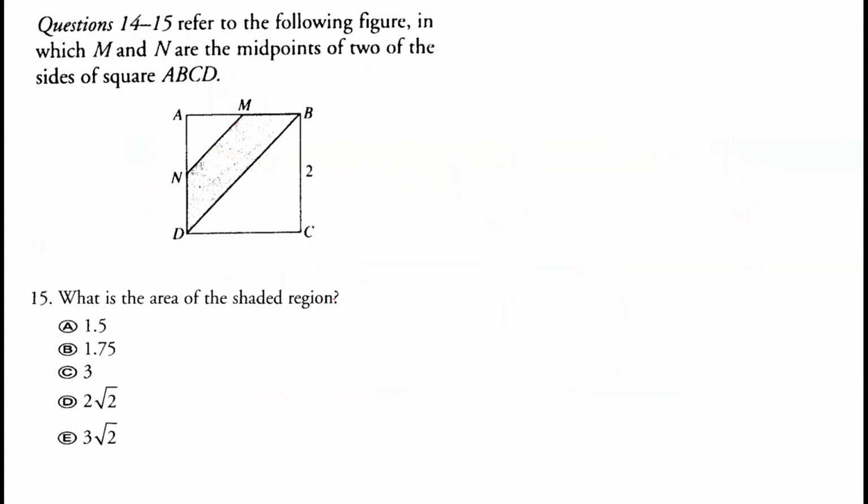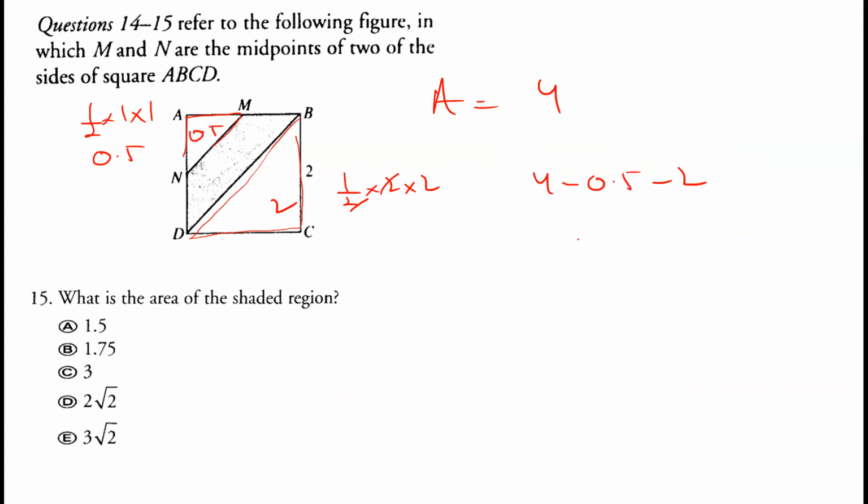Now what is the area of the shaded region? So what is the area of the total square? Area of the total square would be 4. What would be the area of this triangle? So half into base is 1, height is also 1, so this is 0.5. And what will be the area of this triangle? So this is half into 2 into 2, that is also 2. This is 2, this is 0.5. So 4 minus 0.5 minus 2 is what? 1.5. So the correct option is A.